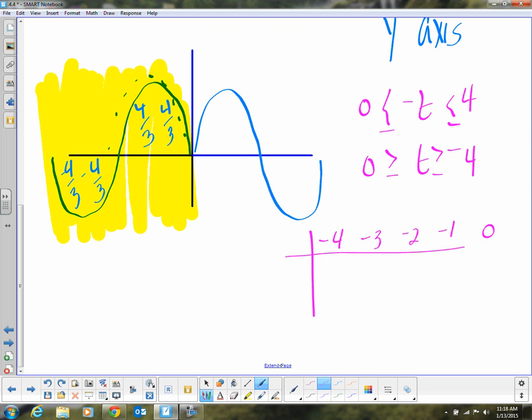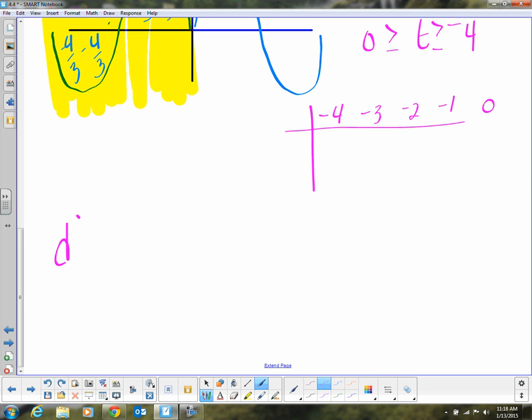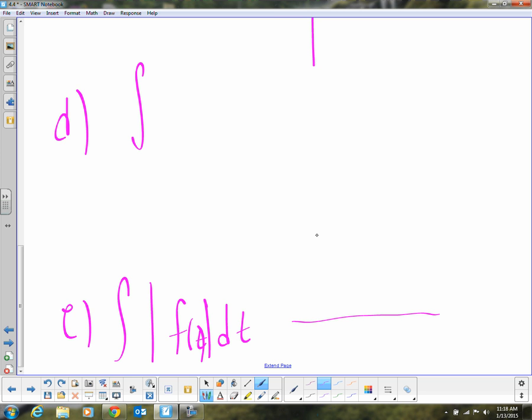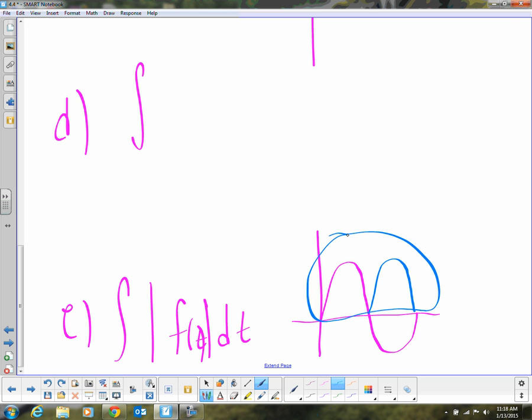All right. Looking at D. What happens when, okay, I'm skipping to E. What happens when you have the absolute value of f of t dt? It's always positive. What does it do to the original graph? This was your original graph. Negative is positive. What does it do to all your y values? Makes them positive. So this is your new transformed graph.